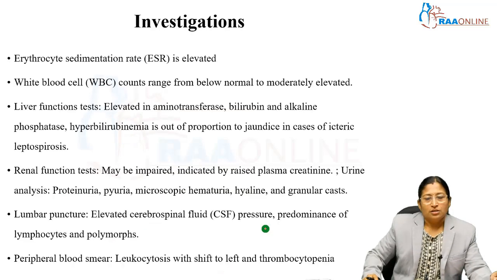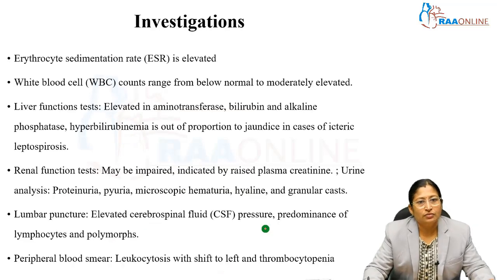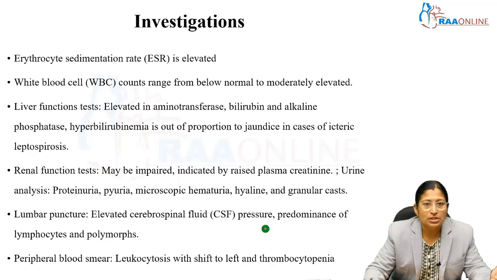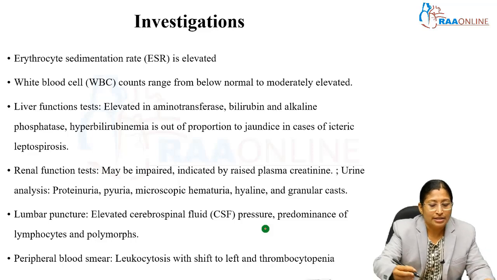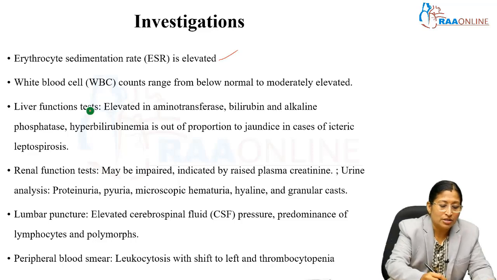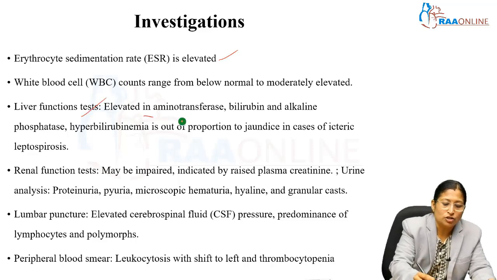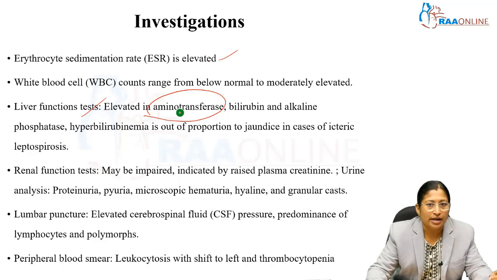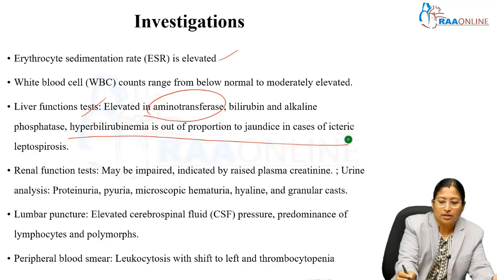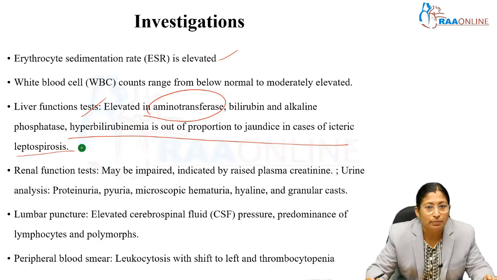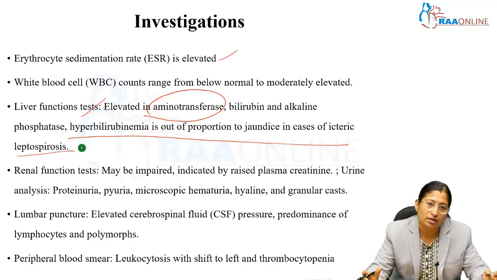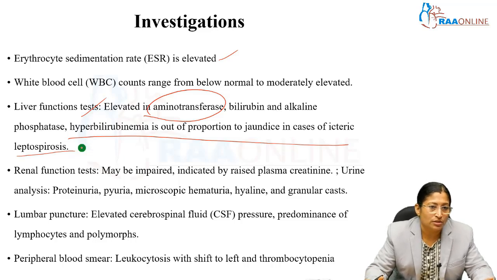Okay. So once suspected, what are the investigations that we are going to do? Of course, you are going to run a complete blood count. The WBC count can be normal or there can be leukocytosis, and neutrophilia can also be seen. ESR can be elevated. In the liver function test, as already discussed, there is mild elevation of transaminases, AST and ALT, with bilirubin elevation out of proportion to the icterus. So hyperbilirubinemia out of proportion to jaundice is very classical of leptospirosis.